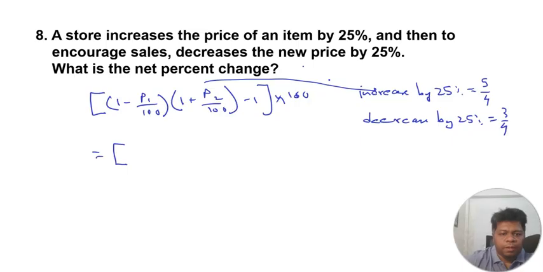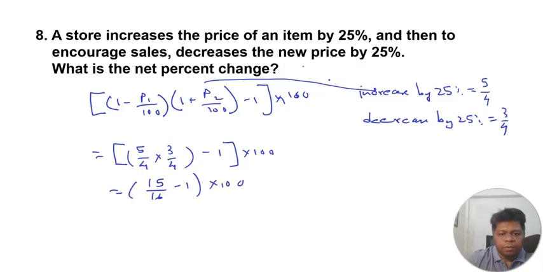So if I drop it here, 5 by 4 into 3 by 4, minus 1 into 100, equal to 15 by 16 minus 1 into 100. So it will become minus 1 by 16 into 100. As it is minus, it will be a decrease. Now 100 by 16 is 6.25%.